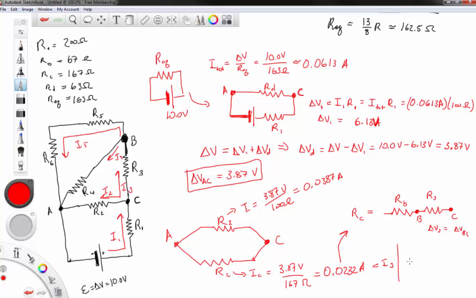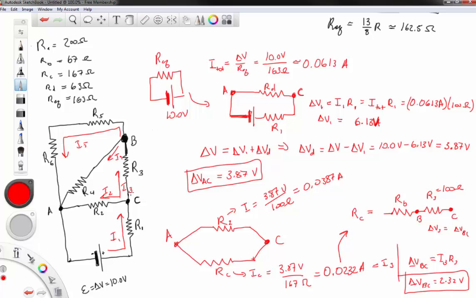This voltage then, delta VBC or delta V3, must be I3 times R3. That's Ohm's law again. And so that's 100 ohms, because this is 100 ohms, times 0.0232 amps. In other words, delta VBC is actually 2.32 volts. So now we've actually solved for the two voltage drops that we were asked for. And while we're at it, we've basically solved for most of the currents that we're interested in. We've solved for this current, and this current.